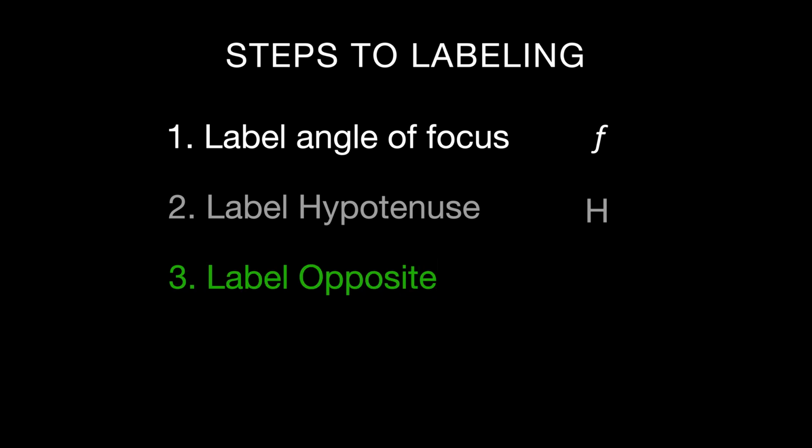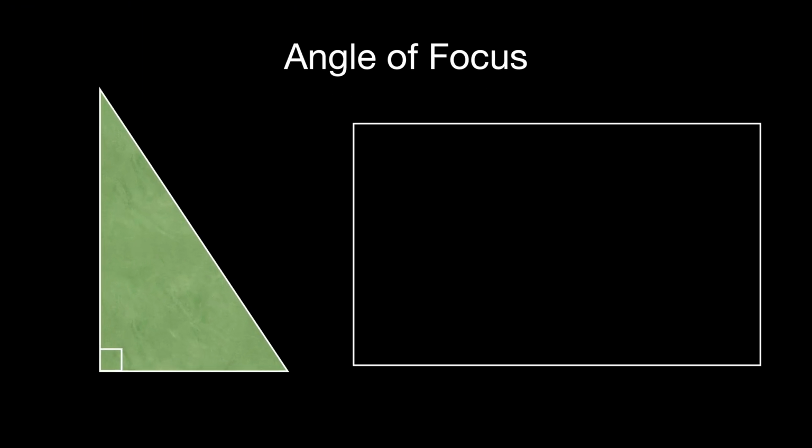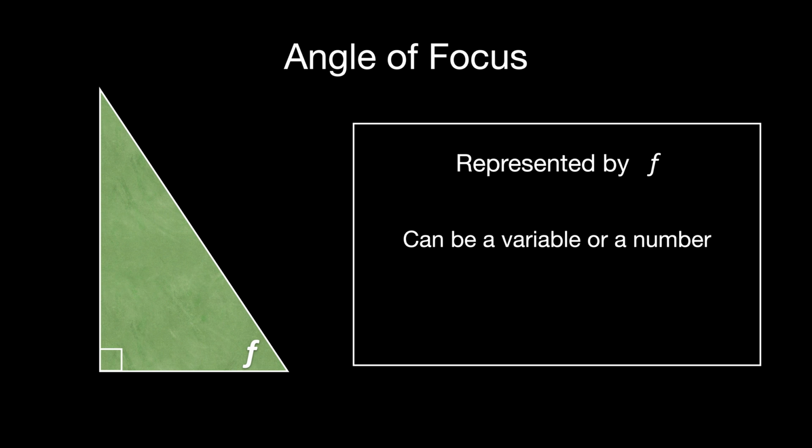Third, you're going to label the opposite side, which is represented by O. And then fourth, you're going to label the adjacent side, represented by A. Let's go over these four quickly so you have a good idea of what it means. If you have a right triangle here, the angle of focus is represented by F. It can be a variable or a number.